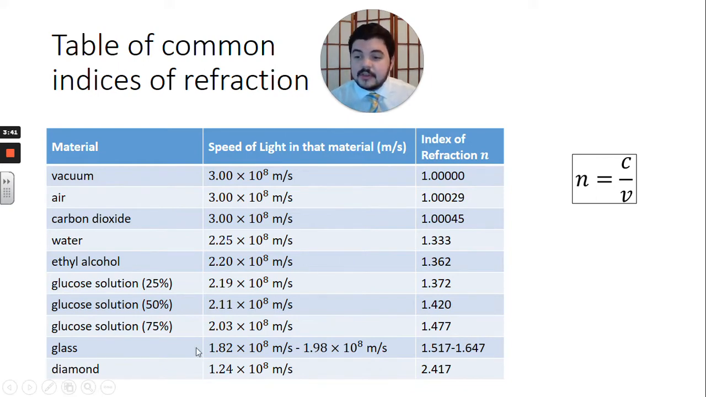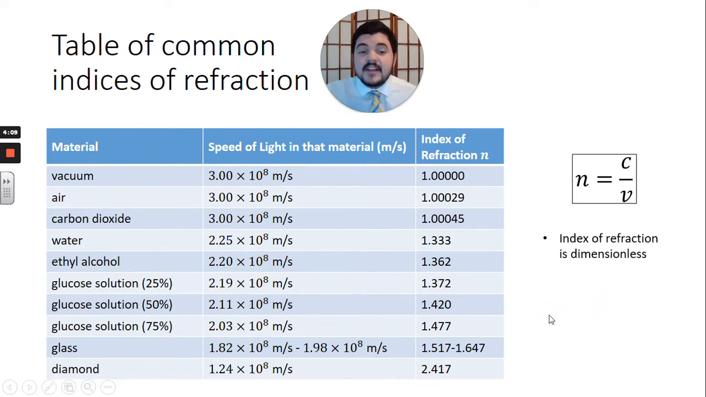Got some other solutions here. Glass, we can see, has an index of refraction of around 1.5, sometimes 1.6, depending on the glass. So you get a range of speeds for glass. And then for diamond, which has a very high index of refraction at 2.417, light moves very slowly through diamond at 1.24 times 10 to the 8 meters per second. Of course, slow relative to light, right? It is still over 100 million meters each second.